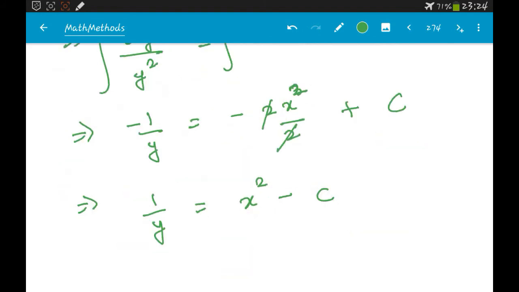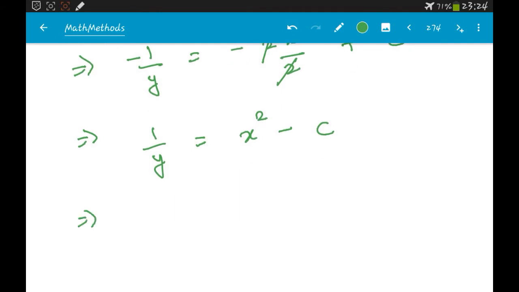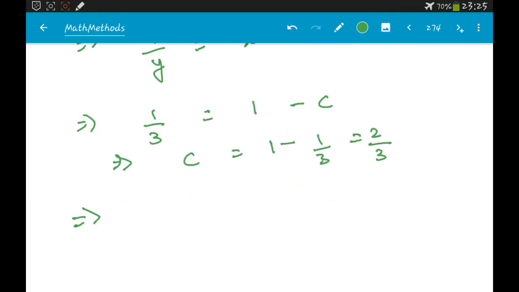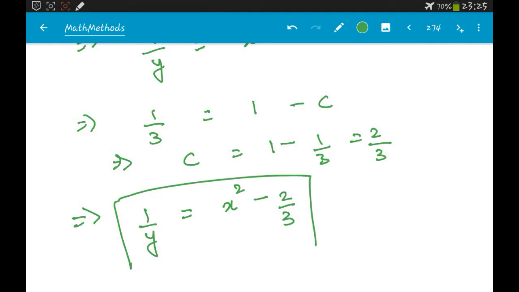So let's incorporate that. We'll get 1 by 3 is equal to 1 minus c, which means c is equal to 1 minus 1 by 3, which is 2 by 3. Okay. So we have 1 by y is equal to x square minus 2 by 3. So this is your equation. So this is the solution of your differential equation.